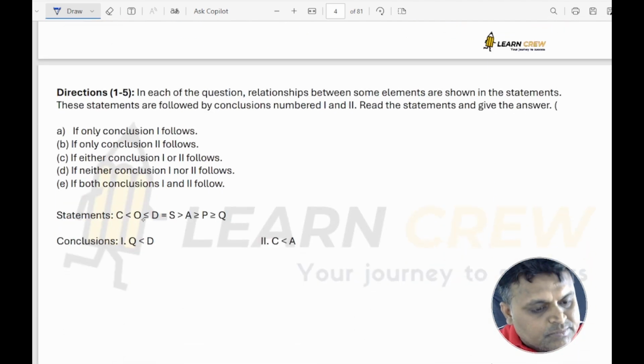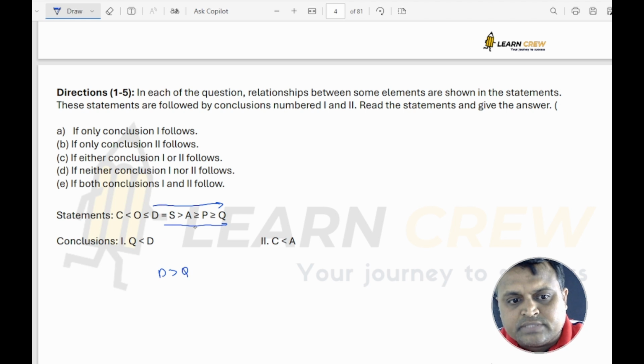C less than O less than or equal to D is equal to S greater than A greater than or equal to P greater than or equal to Q. So Q and D. Here D is equal to S greater than A greater than or equal to. If you see, the highest priority symbol is greater. So I can say D greater than Q is the conclusion. D greater than Q means Q less than D. It is correct.